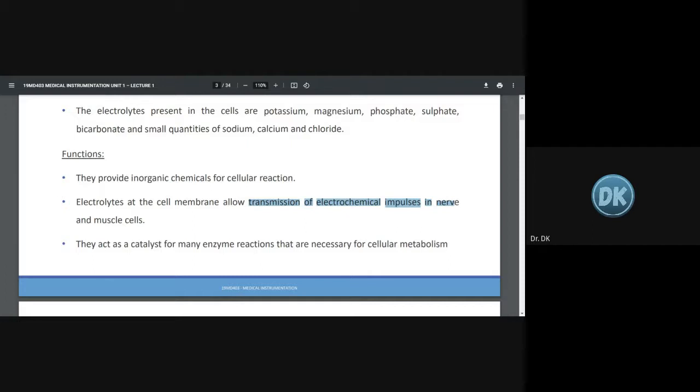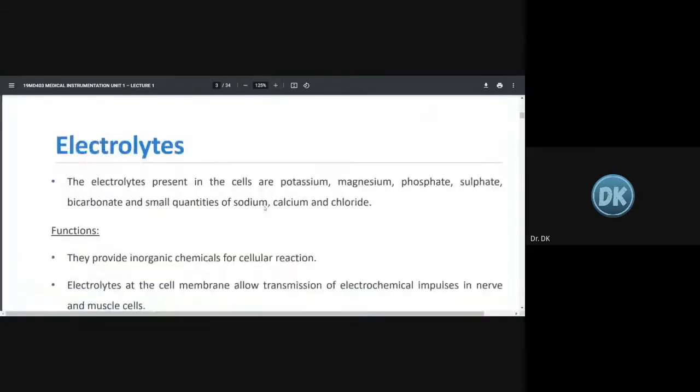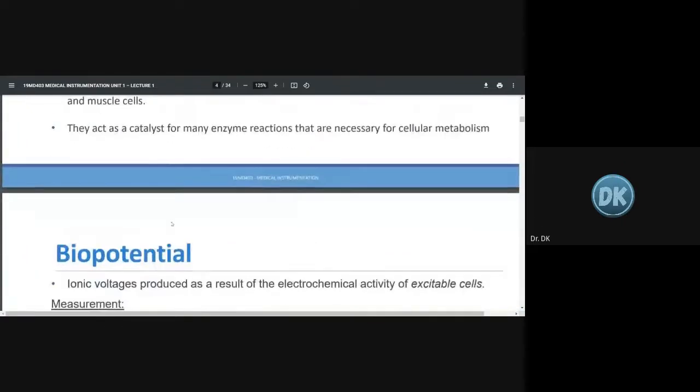So your nervous system will help you conduct the electrical signals from the brain to the parts of the body. In order for the neurons to transmit the signal inside the cell, these electrochemical components will help the transmission of this electrical impulse. So these electrolytes act as a catalyst for many enzyme reactions that are necessary for cellular metabolism. So whatever metabolism is happening inside the body, these electrolytes are the main components.